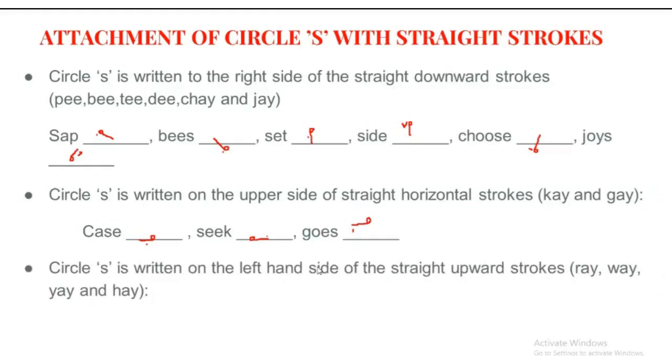Circle S is written on the left hand side of the straight upward strokes, right side in case of downward stroke, and in case of upward stroke, S will be written upward and S circle is left motion, that is on the left side in case of upward stroke. Ways, way and S circle. Vowels वही रहेंगे. Yes, ये and S circle, yes. House, ठीक है.